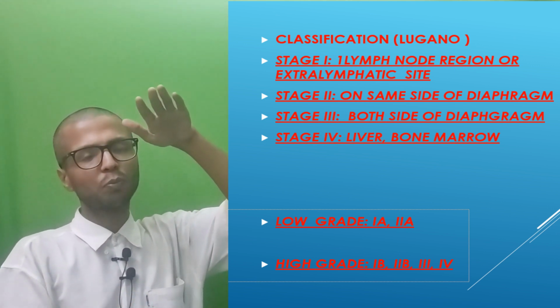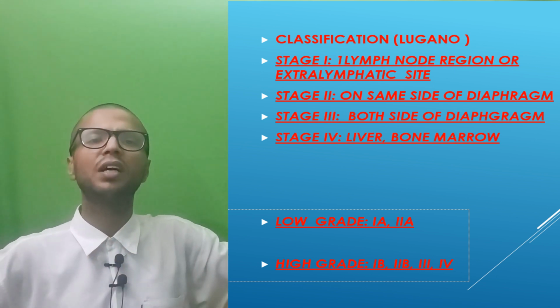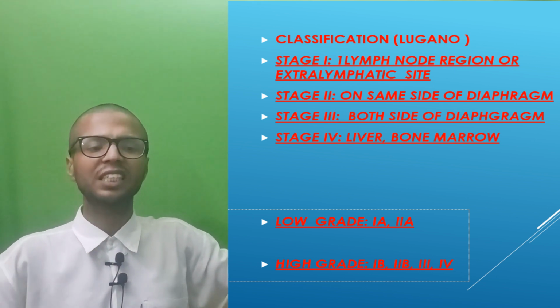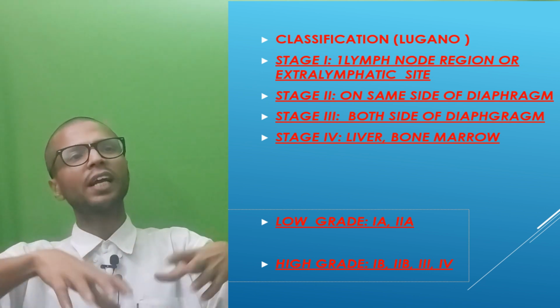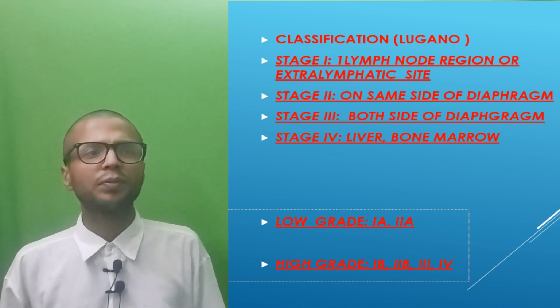But if it is involving both sides of the diaphragm, like even if there is inguinal lymph node, abdominal lymphadenopathy, this is stage 3. And if it has spread to liver, bone marrow, then we call it stage 4.